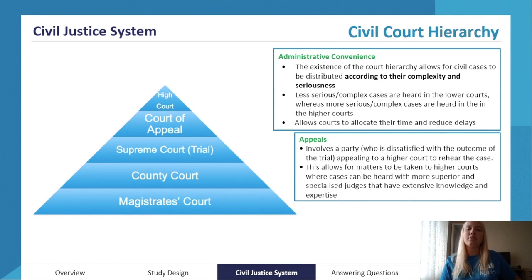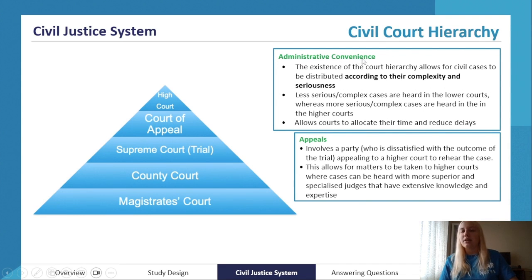Okay? Administrative convenience. The existence of the court hierarchy allows for civil cases to be distributed according to their complexity and seriousness, meaning that less serious or complex cases are heard in the lower courts, such as the magistrate's court, and you need to always give an example, such as the magistrate's court, whereas more serious and complex cases will be heard in the higher courts, such as the Supreme Court Trial Division.